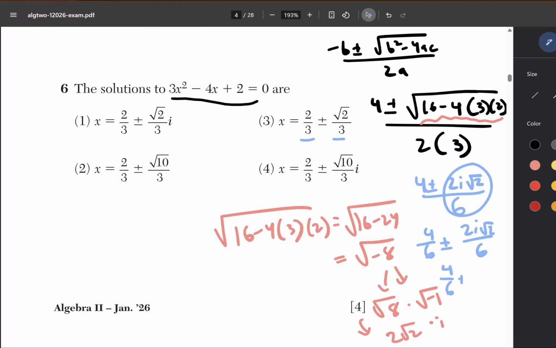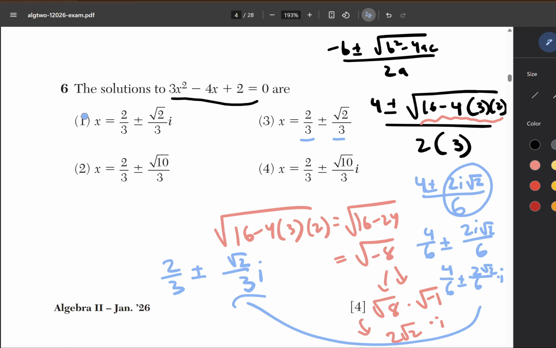So 4 over 6 plus or minus 2 over 6, rad 2 times i. Let's put it like that. And we can simplify this a bit further. I'm going to move my work over here so we don't squeeze it into one corner. That'd be equal to 2 over 3 plus or minus 1 over 3, so rad 2 over 3 i. And this, my friends, matches with answer choice 1.